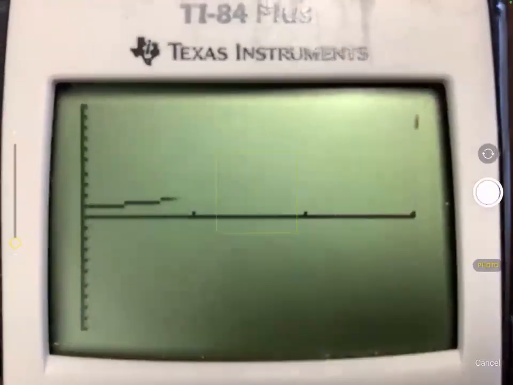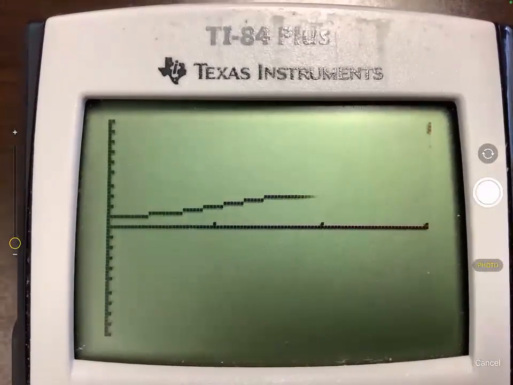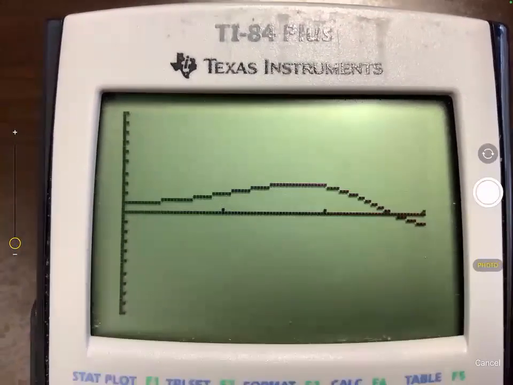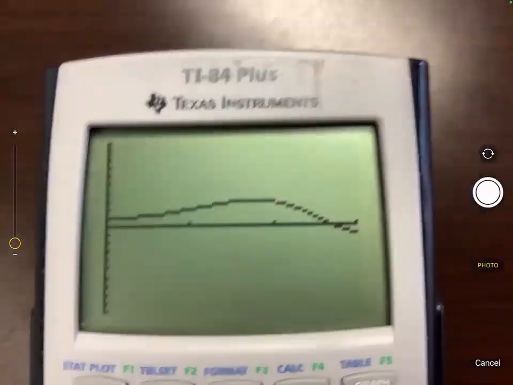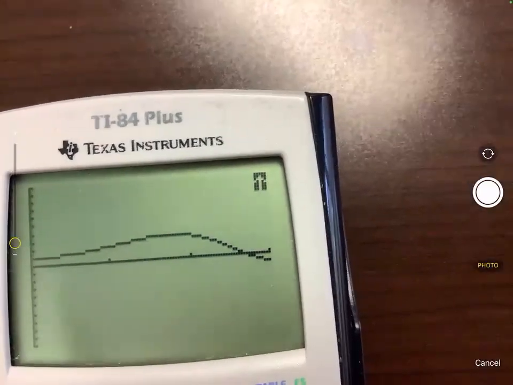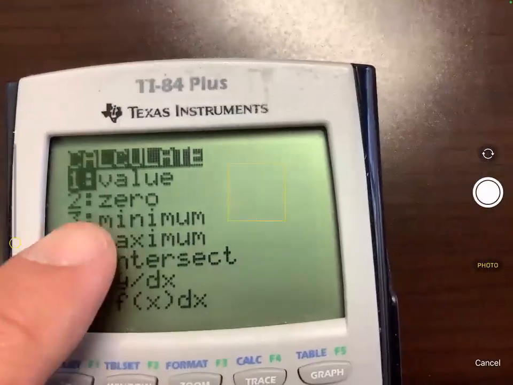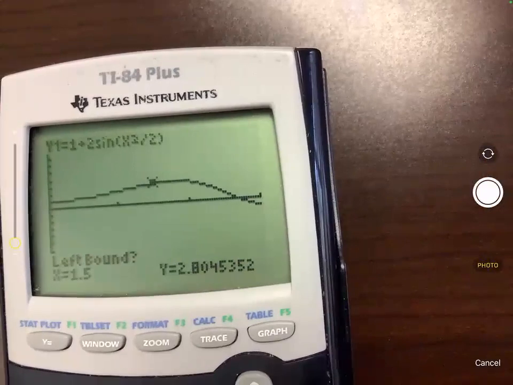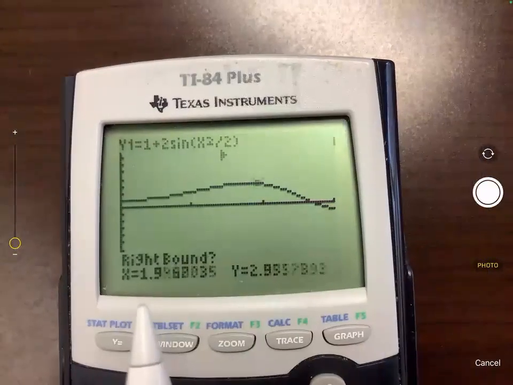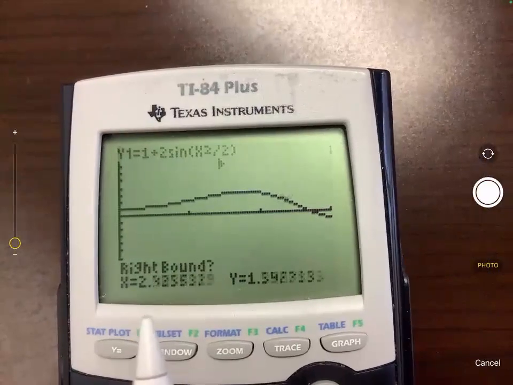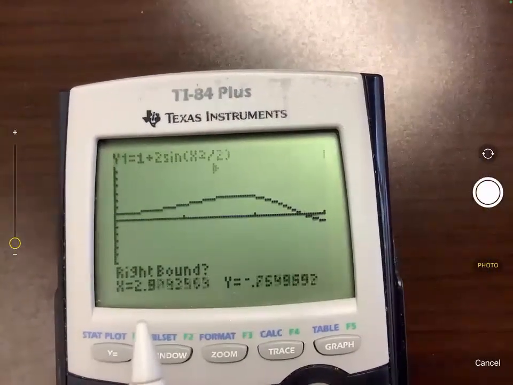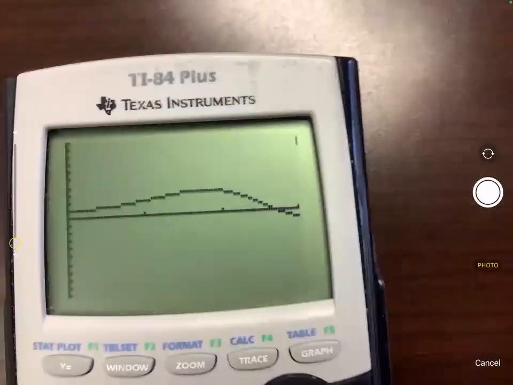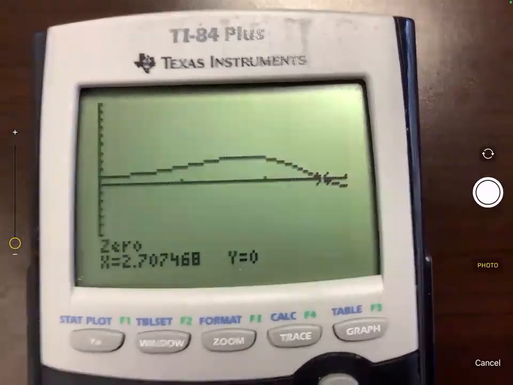Okay, now I'm just looking at the interval from 0 to 3, and I can see right there velocity only crosses the t-axis one time. So I'm going to use my calculator to find that. I'm looking now for a 0, that's option 2. My left bound, that looks good. Right bound, I need to move to the other side of my 0. Enter, guess, and there's my answer: 2.7074.